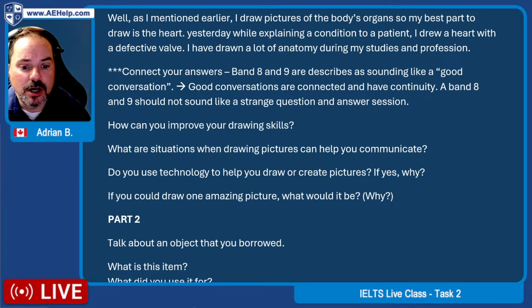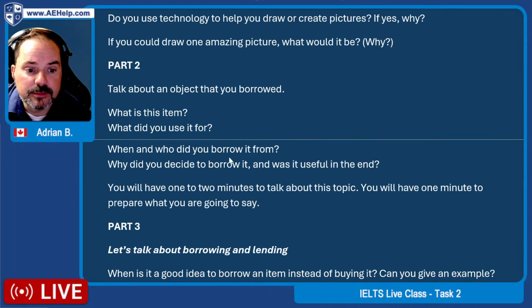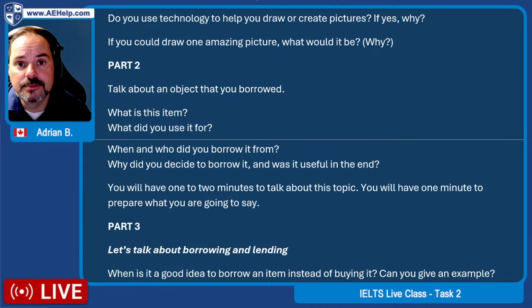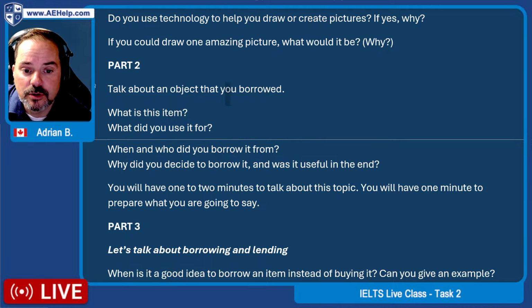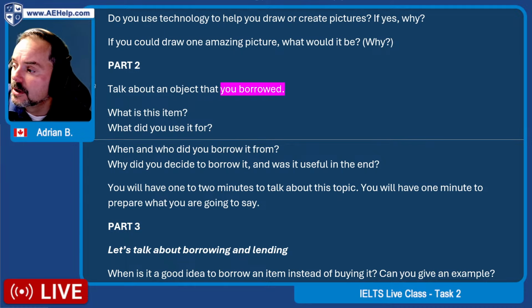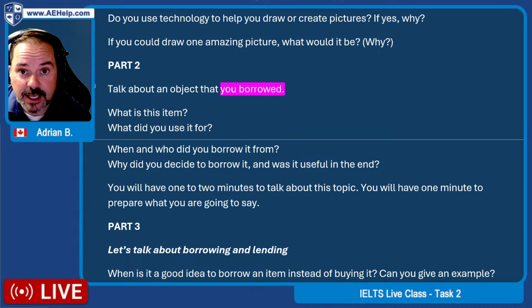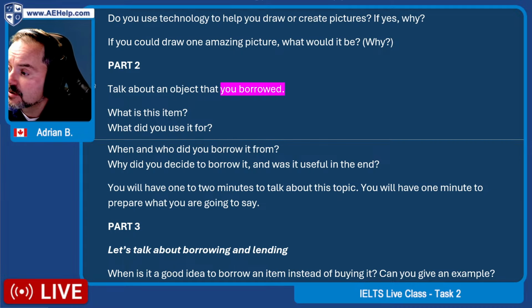Okay, we've got lots of students already entering. Remember, students, part 2 here is an object. So when you talk about objects, an object that you borrowed, be sure to include the description of the object, what it looks like, where it came from, the origin, how it is used, what it is used for, and your experience.